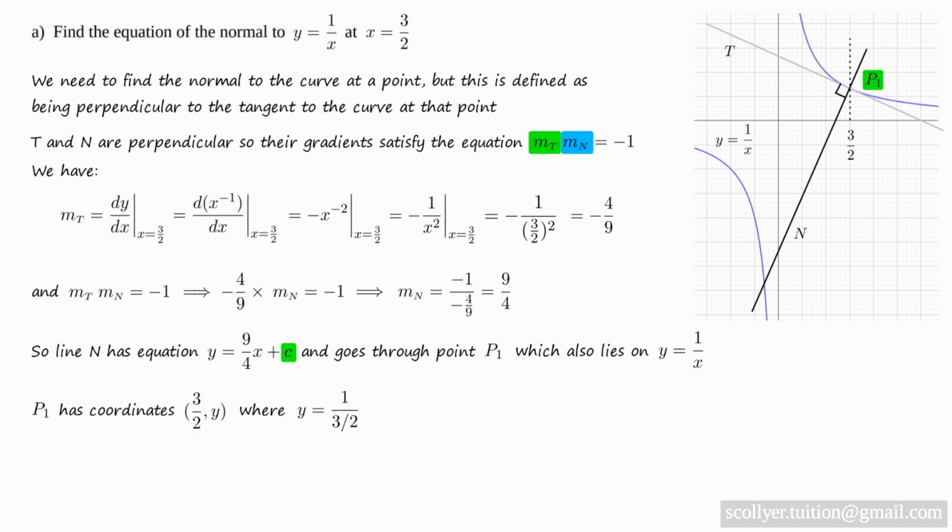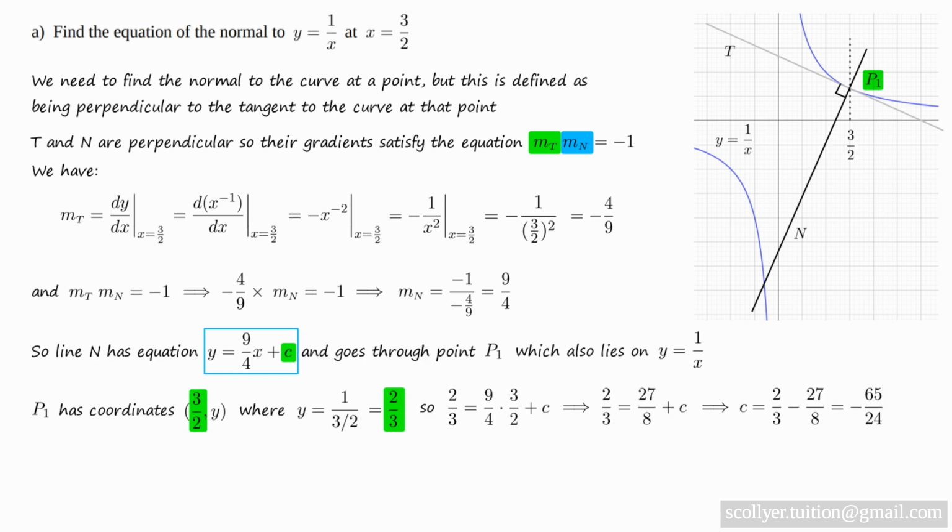since P1 lies on y equals 1 over x, and so y equals 2 over 3. So we substitute the values for x and for y into the equation for n to find that c equals minus 65 over 24. And so the equation of n is y equals 9 over 4x minus 65 over 24.